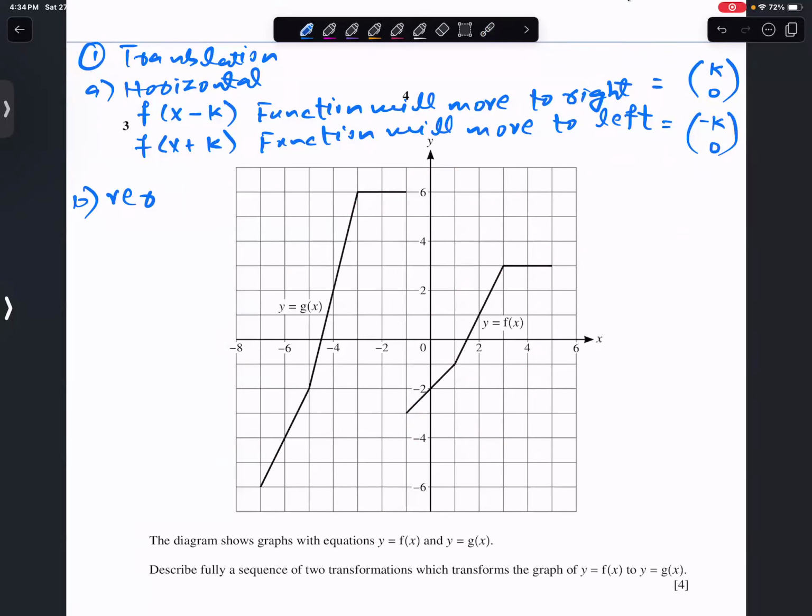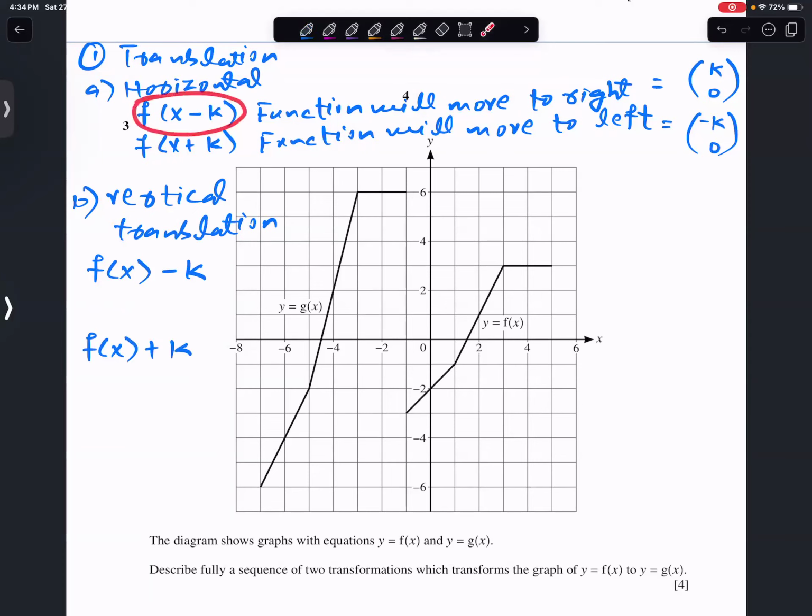सेकंड ट्रांसलेशन इज वर्टिकल ट्रांसलेशन. सो वर्टिकल ट्रांसलेशन सेज दैट अगर हम फंक्शन के बाहर कुछ सब्ट्रैक्ट करें और हम कुछ ऐड करें, ठीक है, फंक्शन पूरे में से कुछ सब्ट्रैक्ट कर दें या कुछ ऐड कर दें. ठीक है. ये क्या था पहला, ये क्या पहला कह रहा था कि x के अंदर कुछ ऐड या सब्ट्रैक्ट करें. ये क्या है, फंक्शन पूरे के बाहर कुछ ऐड या सब्ट्रैक्ट करें.